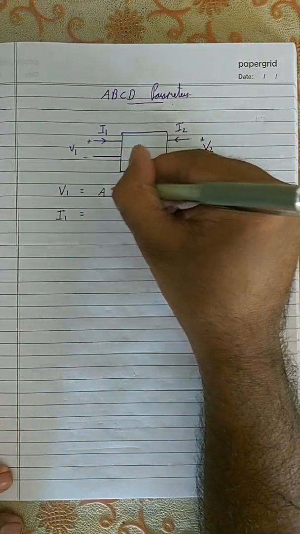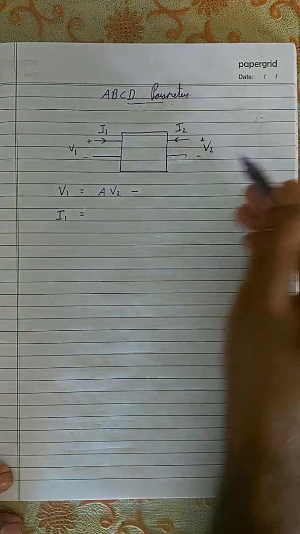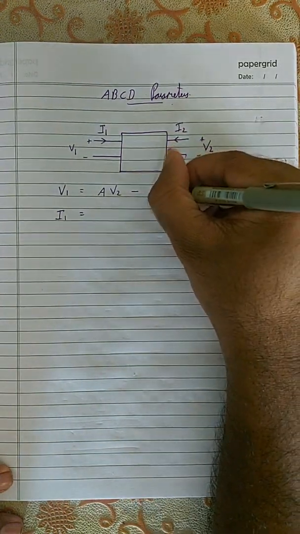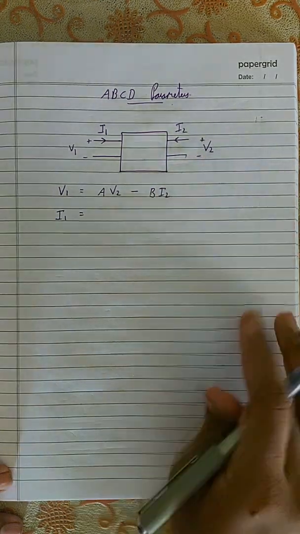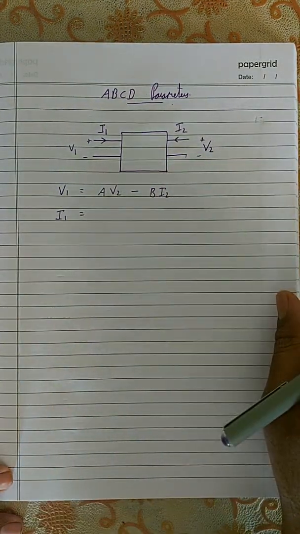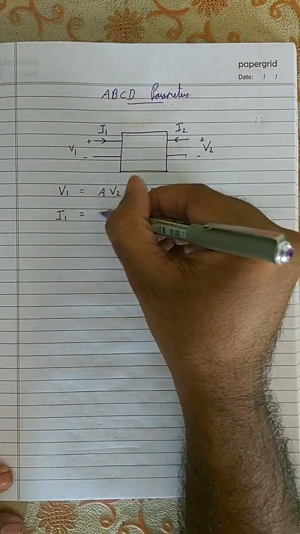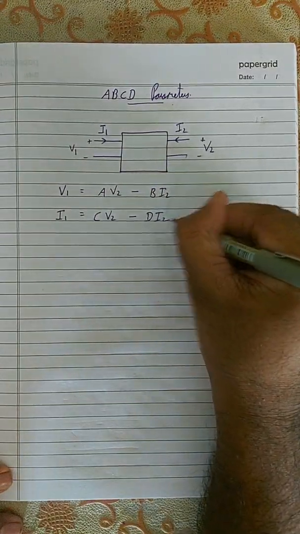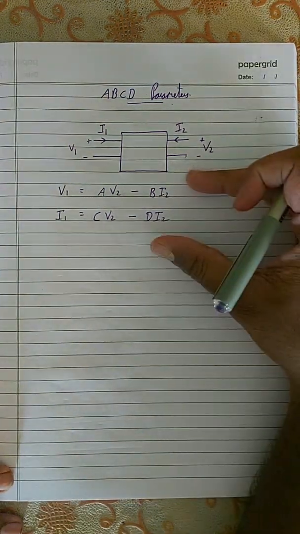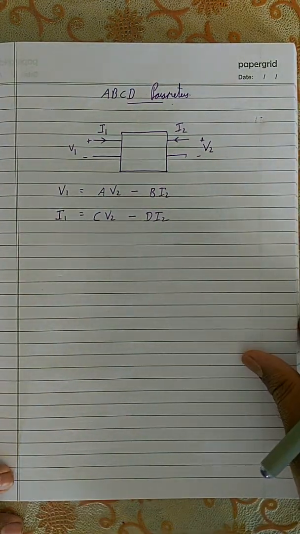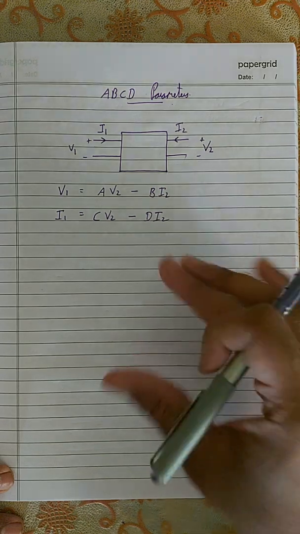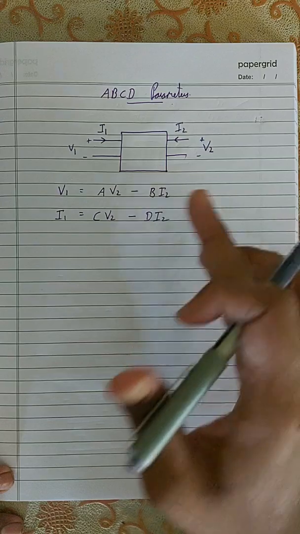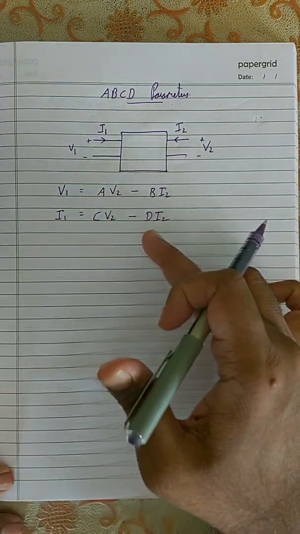So what is V1? V1 is given by A V2 minus, this is the first time we are introducing a minus over here, A V2 minus B I2. This is the equation for V1, and the equation of I1 is C V2 minus D I2. That's it. This is called the ABCD equations. When this problem comes, you need to find the value of A, B, C, and D.